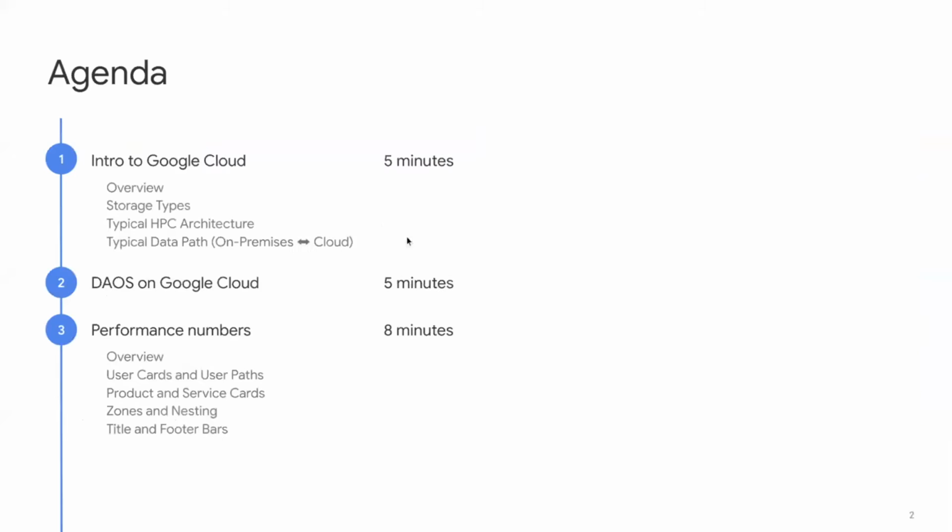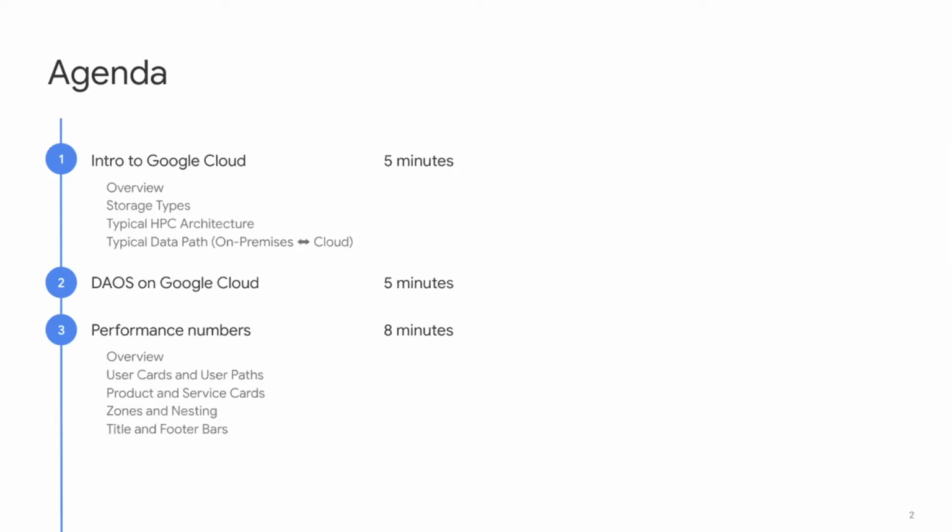So what we'll present today is first a quick intro to Google Cloud, essentially why some of our customers choose to do HPC on Google, the various types of storage that we offer, and how that relates to DAOS. We're going to focus very quickly on the ones that we use to build a DAOS system on Google Cloud.